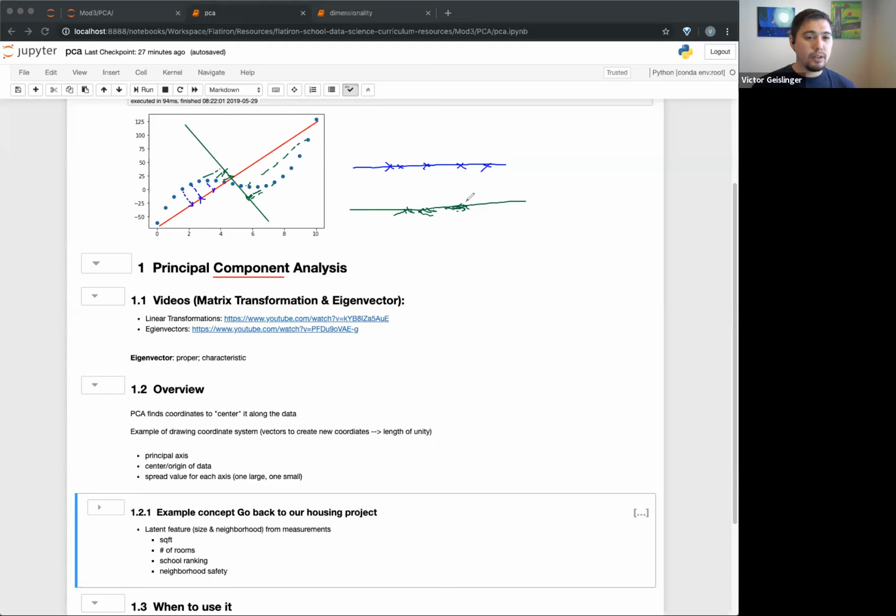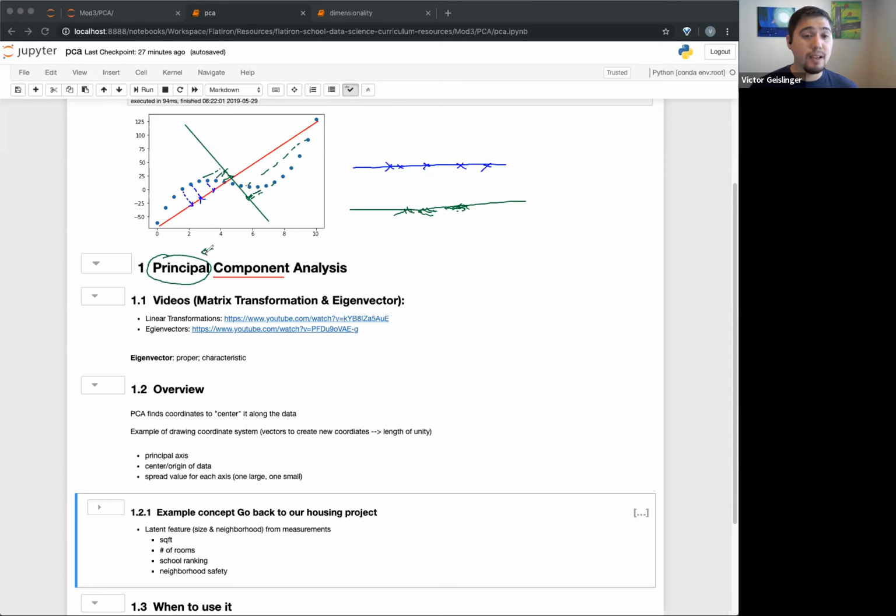Okay, and this is where the principal part comes in. Isn't that cool? We can actually store all the information that was in the data set using these two new axes, this red line and this green line over here, which is awesome. However, it doesn't really fix our dimensionality problem, right? We just took a two-dimensional problem and put it into another two-dimensional problem, but we just have new axes, right?